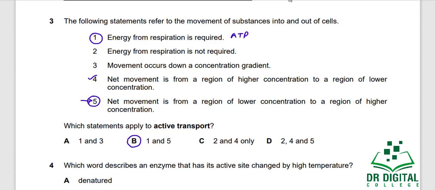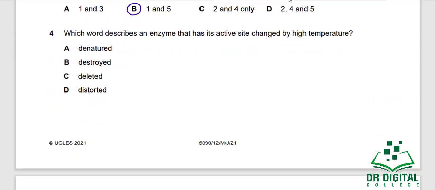Question 4. Which word describes an enzyme that has its active site changed by high temperature? In your chapter on enzymes you have always studied that at high temperature enzymes are denatured. This is the specific term, denatured, for proteins as well as enzymes.